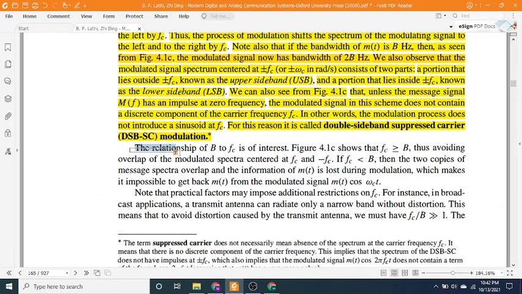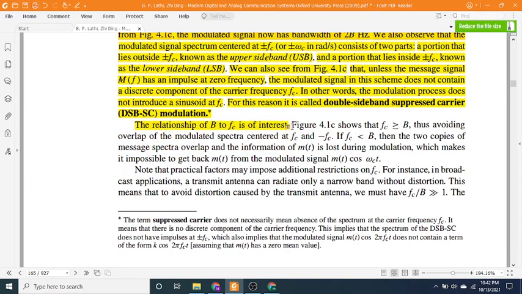The relationship of B to fc is of interest. Figure 4.1c shows that fc > B, thus avoiding overlap of the modulated spectra centered at fc and −fc. If fc < B, then the two copies of the message spectra overlap and the information of m(t) is lost during modulation, which makes it impossible to get back m(t) from the modulated signal m(t) cos ωct.